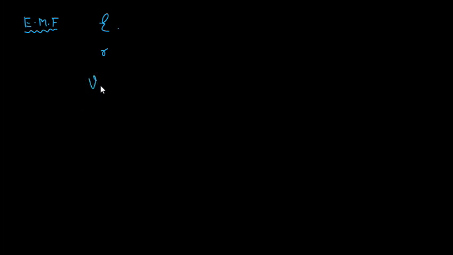So VAB, say it is the terminal potential difference. So VAB we can write as E, the EMF, minus the current in the circuit and the internal resistance of the source. So this is the value of terminal voltage where EMF is used.